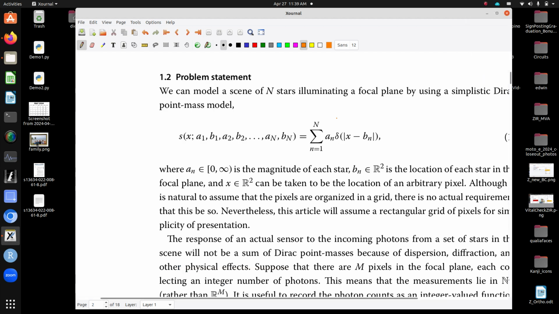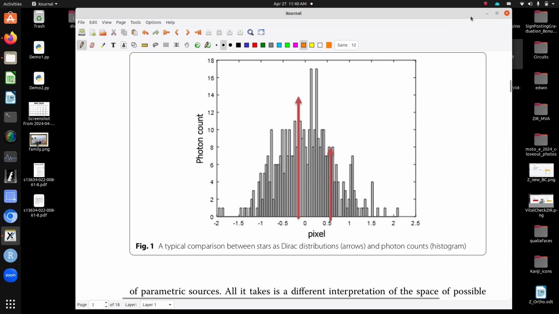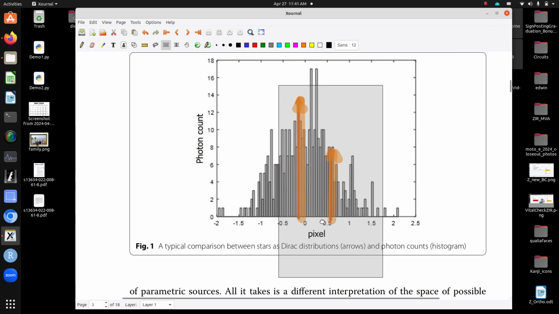Okay, so this is the problem statement. N is the number of stars that are in the physical sky, and D is the Dirac delta function. Okay, and then this is just the statement of the problem that we have at hand, where we're trying to sort out what I just said. Figure 1 shows you exactly what that formula is saying. So let's just take that apart for a second. Okay, so these 2 red arrows, I just am highlighting them for a second so you can see where they are. They're right there.